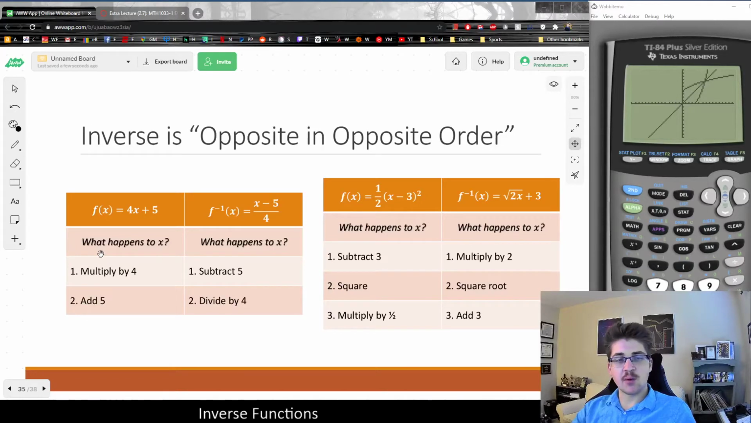Another observation I wanted to point out about inverse functions is that if it's a simple function with a singular x, the inverse function should always have the exact same stuff but completely opposite. One of the patterns I wanted to show you is that an inverse function has the opposite operations in the opposite order. Again, assuming that there's a single x in your function.